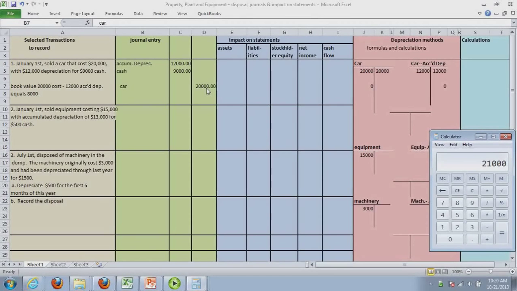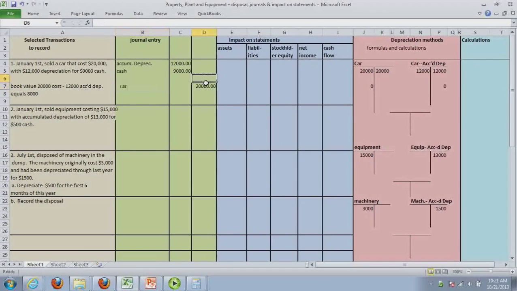So in order to balance this, we can see right off the bat that I need to credit something for $1,000. And that something has to do with the fact that you receive $1,000 more in assets than you're giving up. So that's our new account, gain. I'm going to put revenue in parentheses just to remind us that it is a special type of revenue account. So let's look at the impact on the statements.